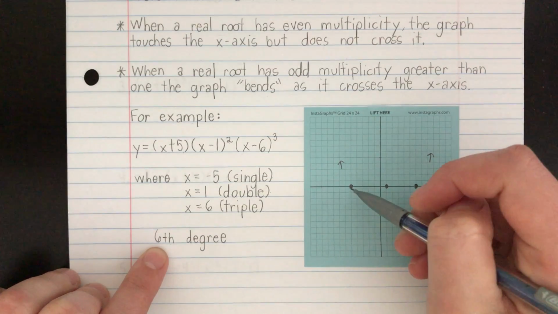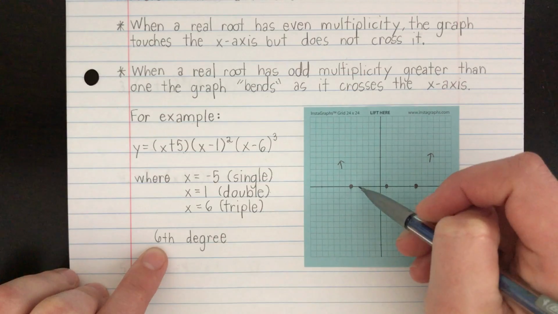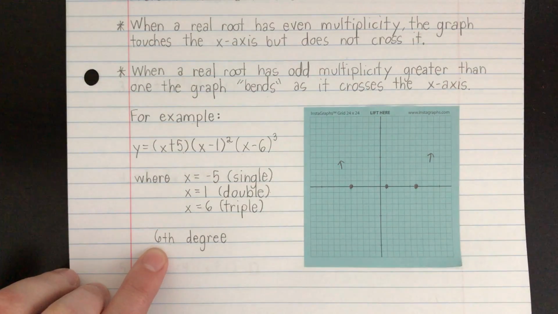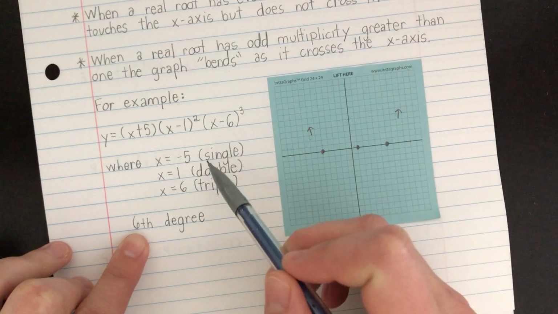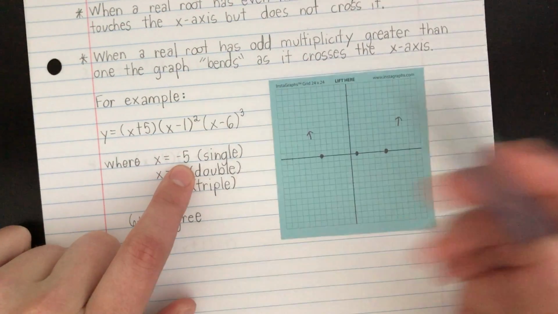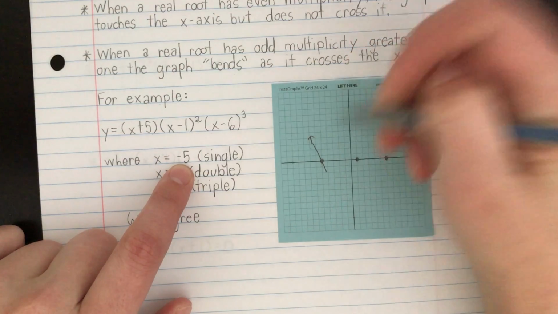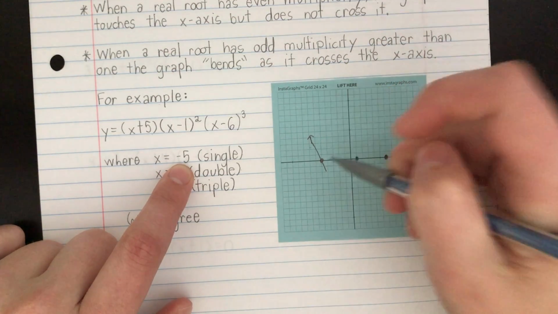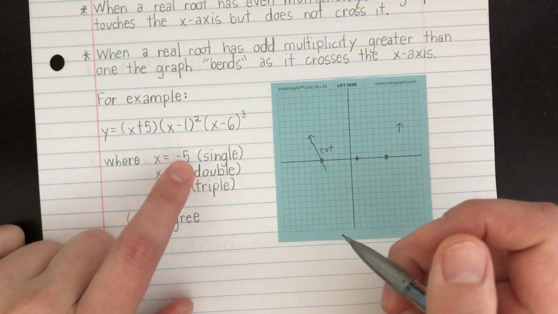Okay, and now all I need to determine is how does this graph go through these holes here? And that's based on what I was saying up here. So -5 is a single, right? That means it will behave like a linear graph. A linear graph just cuts through, so it's going to just cut through this hole here. So we call that a cut when we have a single.